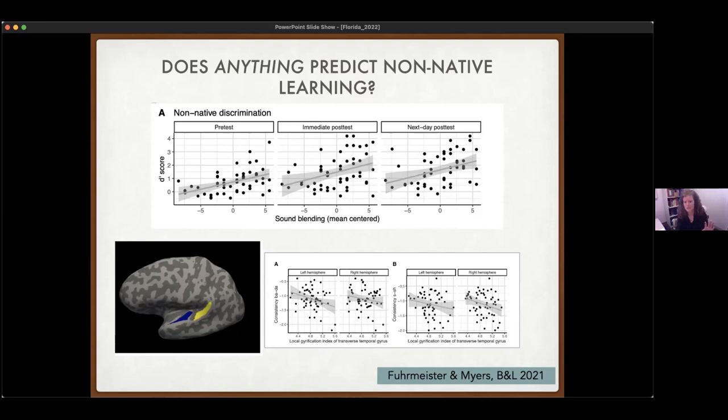So much work to be done there, and I hope maybe in another 5 years to come back and give you a more conclusive answer on what kinds of differences in the brain, both structural and functional, are the best predictors of native and non-native adaptation.